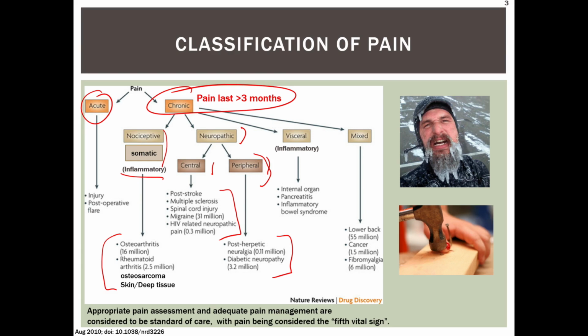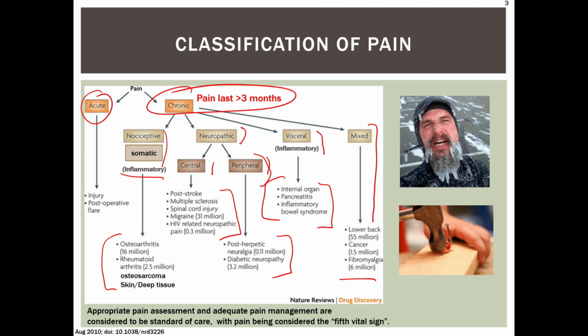There can be visceral pain, which is pain or pressure that's occurring around internal organs. Pancreatitis, inflammatory bowel syndrome would all be examples of where we might have inflammatory visceral pain. And then lastly, there's a whole bunch of pain that can be chronic pain that is mixed in origin. Lower back pain, which affects 55 million people, cancer pain, fibromyalgia are all examples of this type of pain.